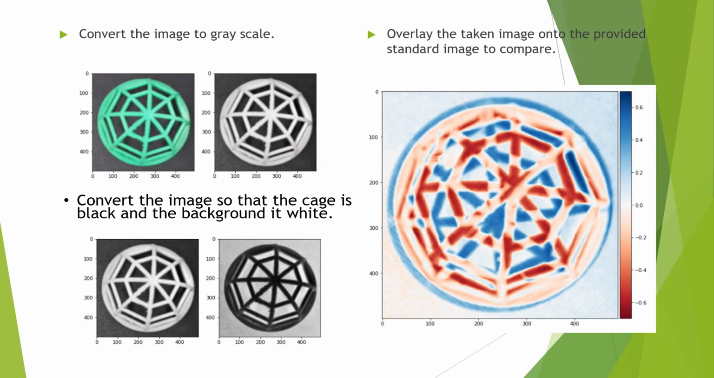Now, after the green cage was cropped out, we converted that color picture into grayscale, and then from grayscale we converted it into a negative of that. And basically what that did was converted it so that the part is now black and the background is now white. So therefore we take that, at the same time we did the same process, we cropped, grayscale, and then took the negative of the standard image that was given to us, and we overlaid the two images to see what the differences between the two images are.